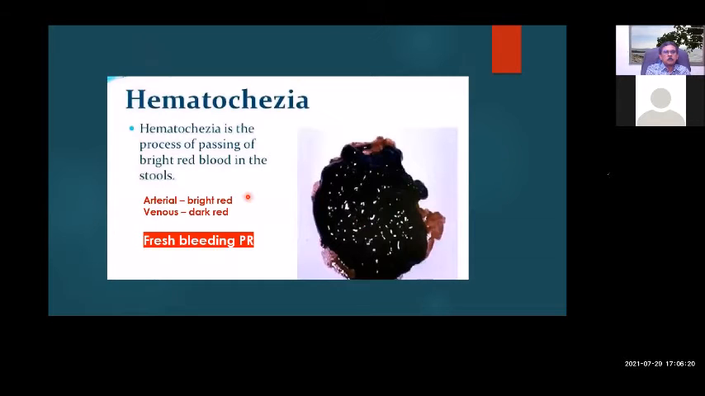The most important presenting feature is hematochezia, which is actually fresh bleeding per rectum. It can be bright red if it is an arterial source and the bleeding can be brisk, or venous and the blood is dark in color or dark red in color.